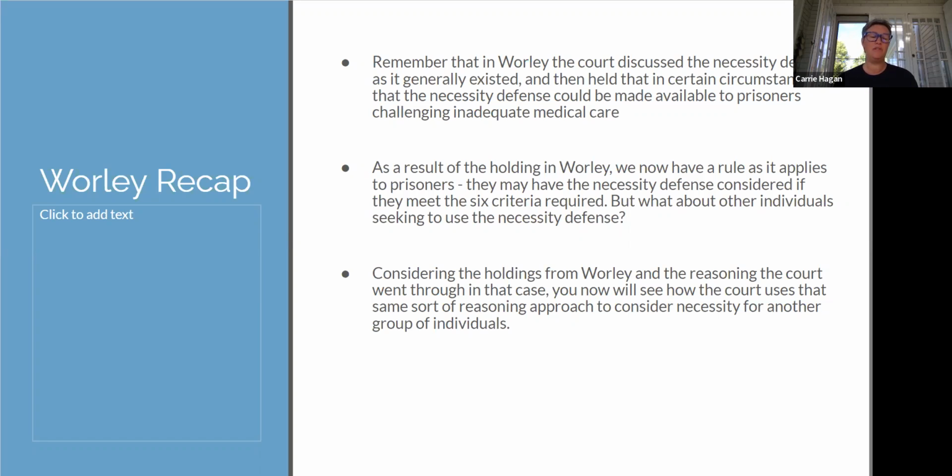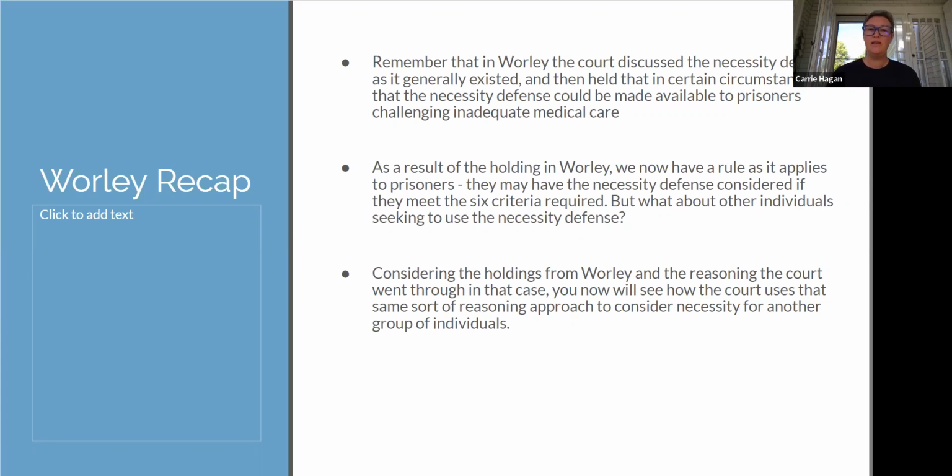So when we consider the holdings of Worley and how the court came to its ultimate holdings in that case and the reasoning that they use, we're now going to see how the court uses the same sort of approach to consider necessity for another group of individuals. Now, when the court does that, what they're going to be doing is using Worley as precedent. And precedent are things that came before whatever the court is considering. The things that came before that inform what the court may or may not do.